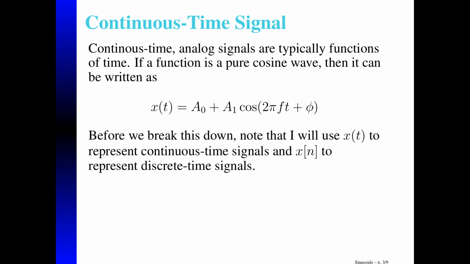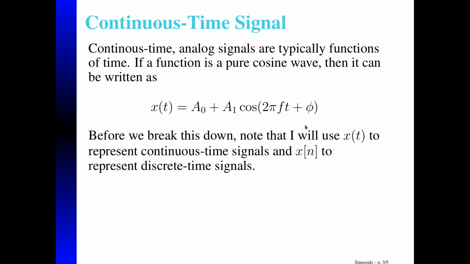Continuous time analog signals are typically functions of time. We discussed that in our introduction. And if it happens to be a pure cosine wave, which is most of what we'll look at, then it can be written like this: x of t is equal to a naught plus a1 times cosine of 2 pi f t plus phi.